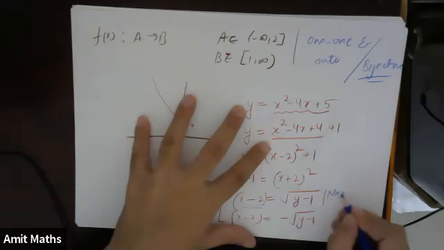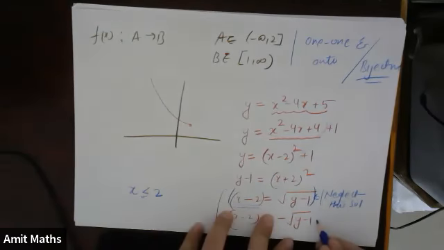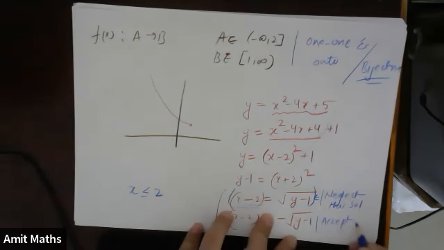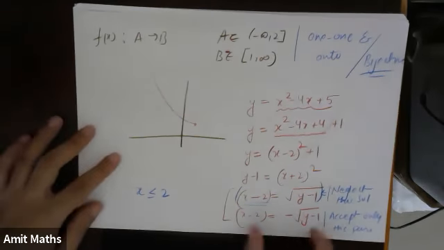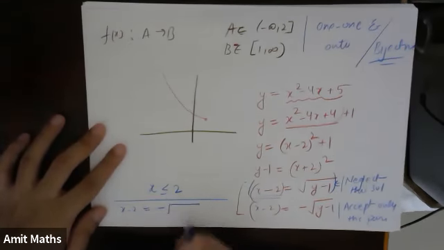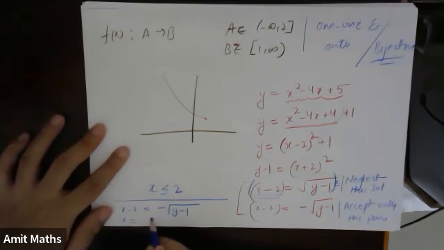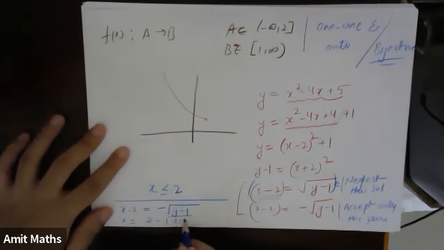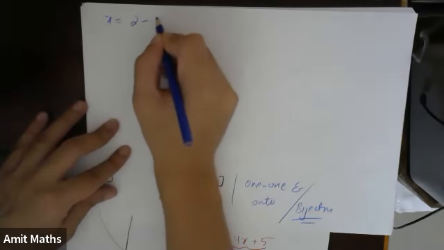We will neglect this part of the solution, and we'll accept only this part, because now left side and right side will always be negative. So what will my inverse become? This is x minus 2 is equals to minus of under root of y minus 1. I will take 2 this side, so x is equals to 2 minus under root of y minus 1.